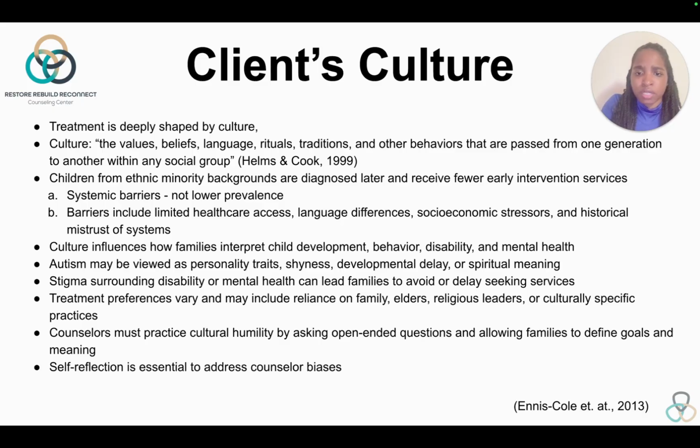And then it's also really important for counselors to self reflect on themselves and their own biases and make sure that they are not bringing any of that into treatment. Because at the end of the day, we really all have the same goal for the child, which is that they're thriving and that they're successful and happy. So it's really important that we're respecting everyone's opinions.